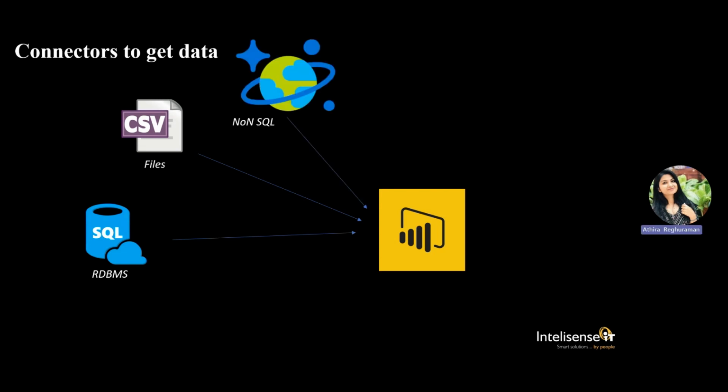Next one is the non-SQL database. It is a flexible type of database that doesn't use a table format to store the data. It is basically an unstructured way of storing data, for example files in JSON format or graphical data, wide columns, etc. The main example of a non-SQL database is CosmosDB.